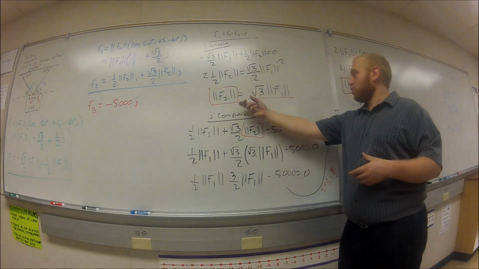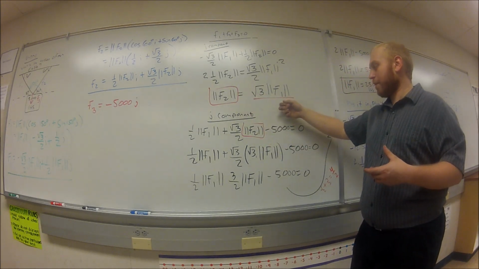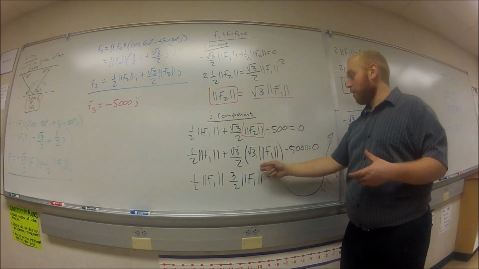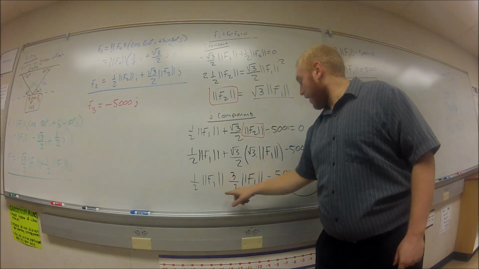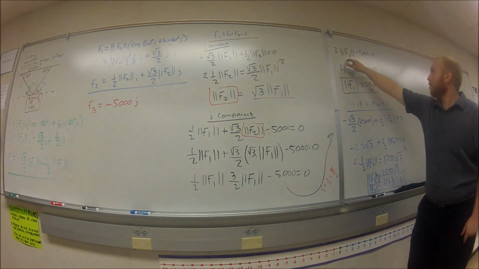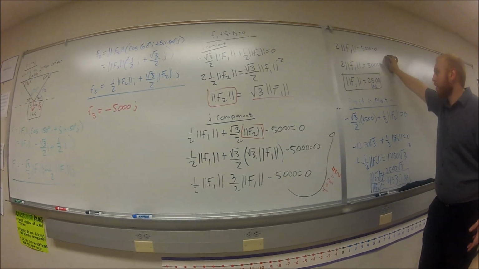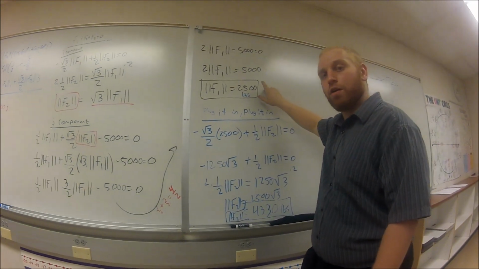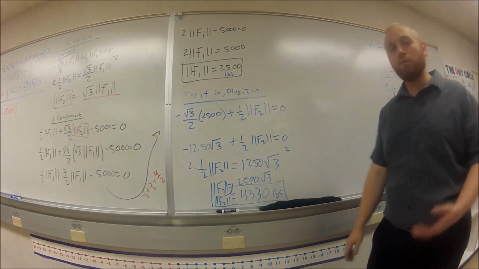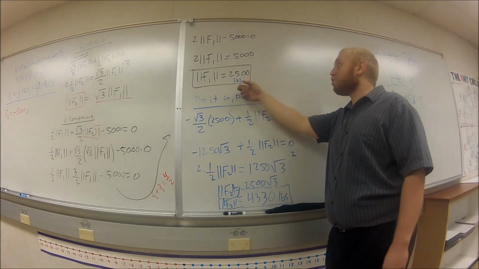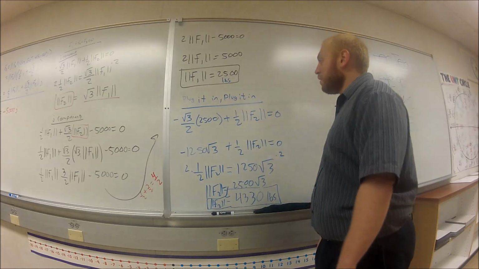I found out that force 2 equals root 3 times the magnitude of force 1. Plugged it in, added it up over here. 2 times the magnitude of force 1 minus 5,000 has to equal 0. And I solved for the magnitude of force 1. So the tension of the cable, force 1, is 2,500 pounds.